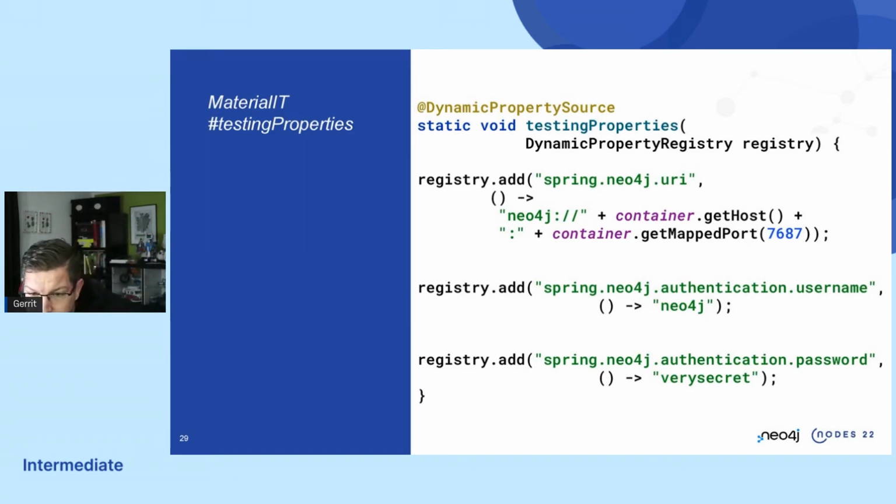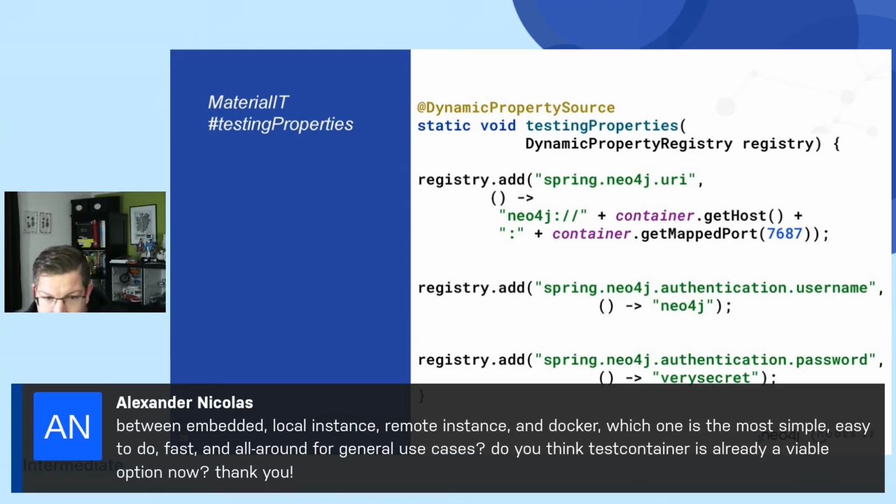Just a question. There's a question. I don't know if I have to read them, I'll just read it. Between embedded local instance, remote instance, and Docker, which one is the most simple, easy to do, fast, and all around for general use cases? Do you think Testcontainers is already a viable option now?